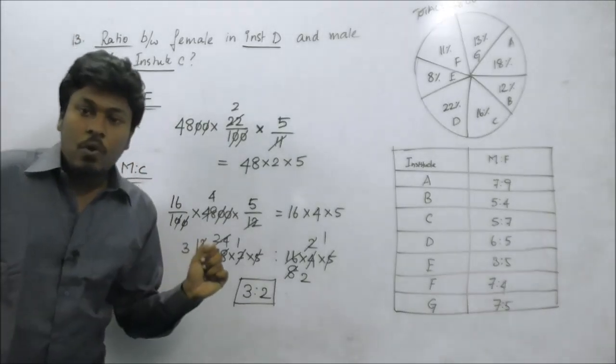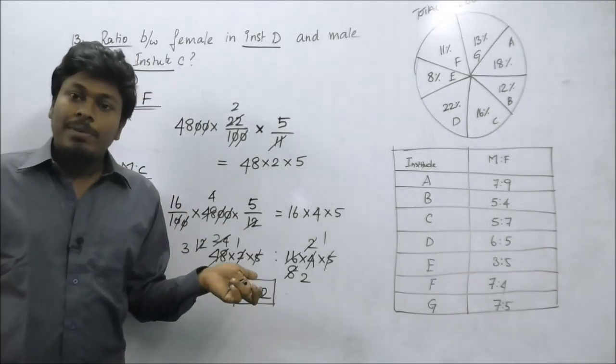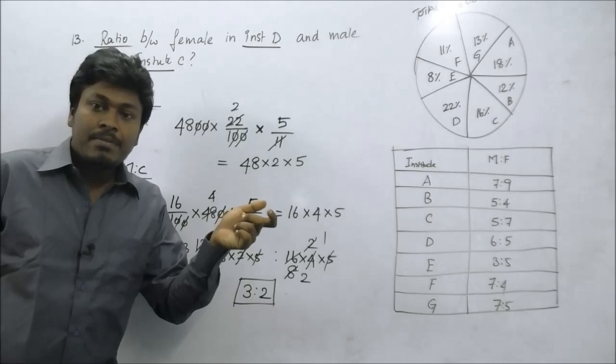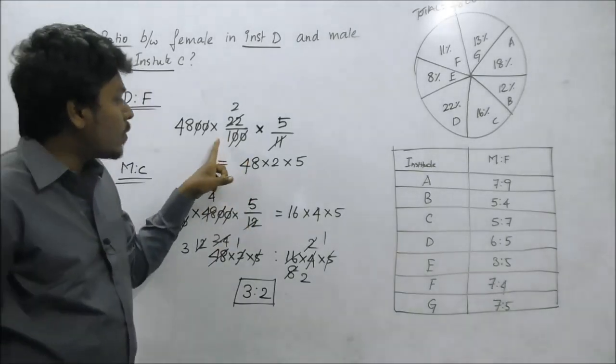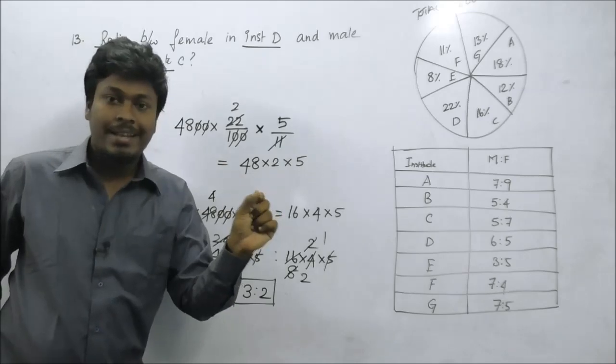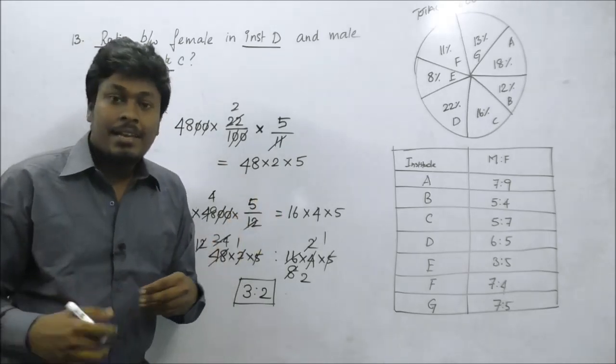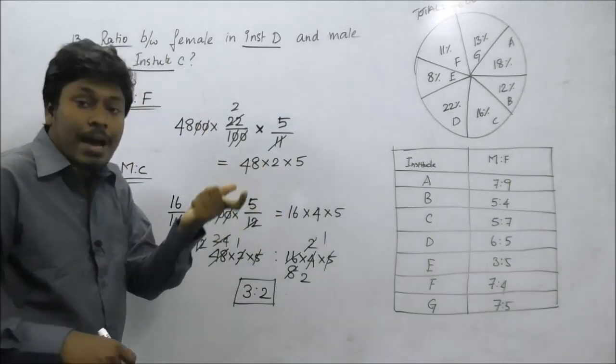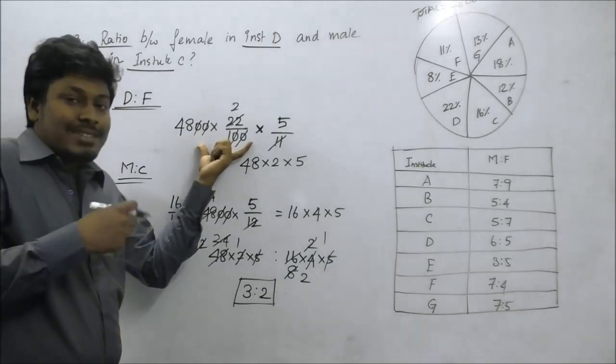Friends, if you go for this procedure, I hope that 50 to 60% of the people will go for this procedure, right? They used to calculate the value and again they used to go for ratios. Don't do that in your exams. We should be faster, right? If you want to be faster, you should apply this equation, this trick in our exams.